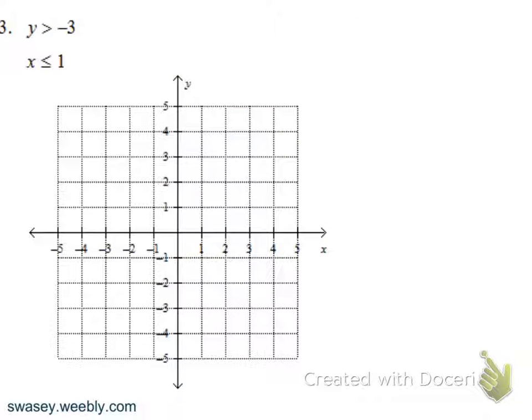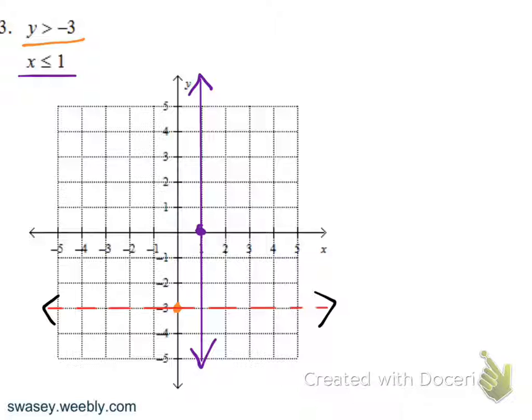The first one only has y, so that's a horizontal line. Find -3 on the y-axis, put a point, and then draw your horizontal line. This one will be dashed. The second one, we only see x, so find 1 on the x-axis, and then draw your vertical line. This one will be a solid line.